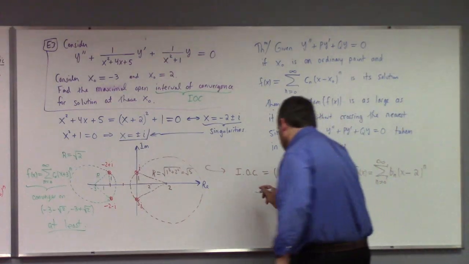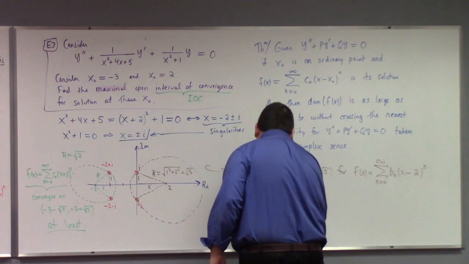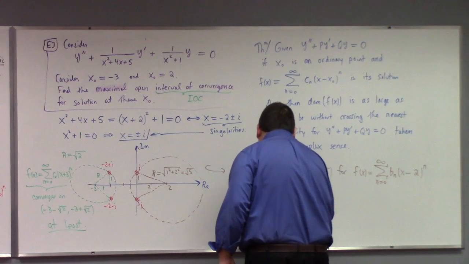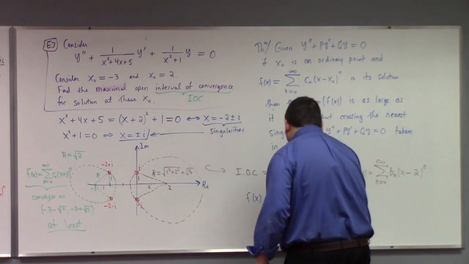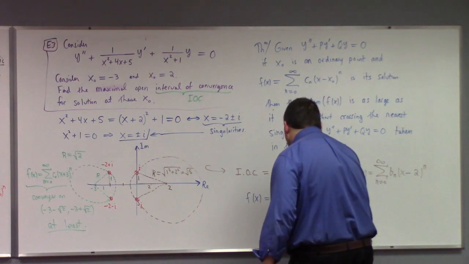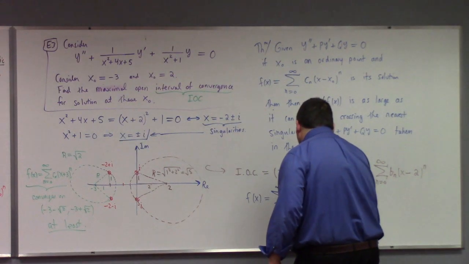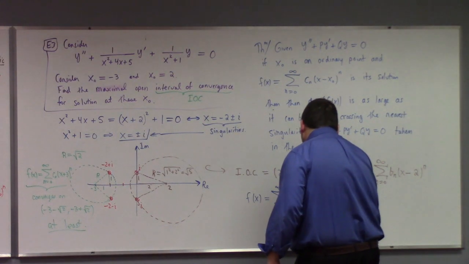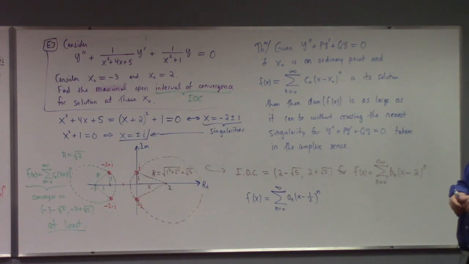So one last singularity question. What if I tell you your solution has the form, the sum n equals 0 to infinity of a sub n times x minus 1/2 to the power n. What would the radius of convergence be for this one if it's a solution to that given differential equation?